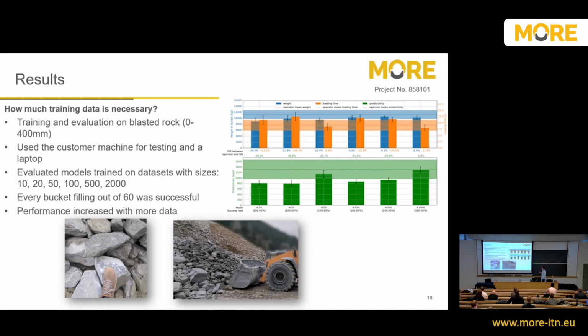And then we also added this productivity bar plot, which is the green one. And here you can see a clear trend. When you have more data, as expected, you increase the performance. But what is interesting is that even after 100 bucket fillings, we have similar performance in the material weight as a human, not as much. But then when we use more data, we only get faster. We don't get any more material in the bucket.